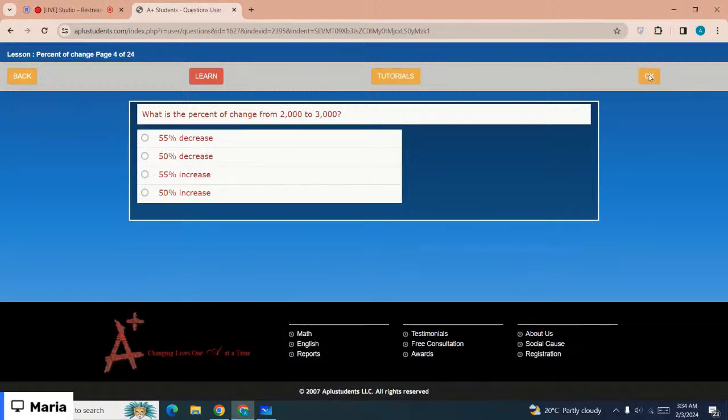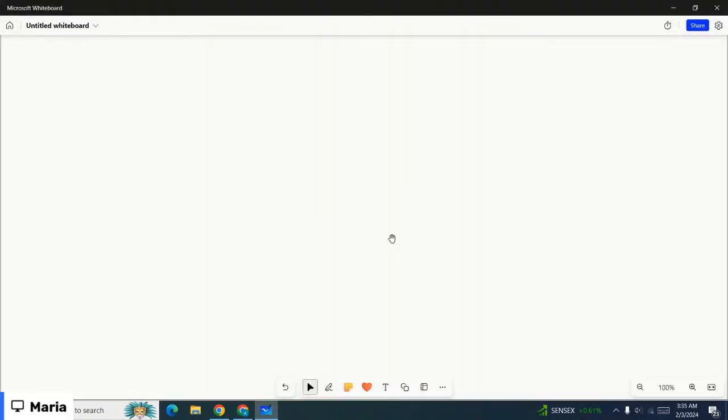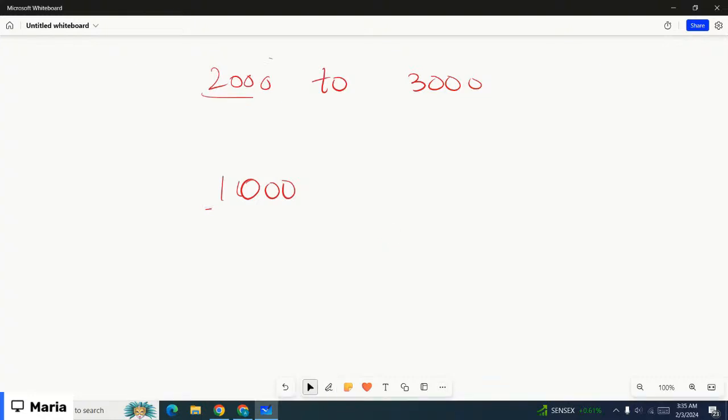The next one is, what is the percent of change from 2000 to 3000, right? That means that is increasing. 2000 to 3000 means that is an increase, right? So just subtract, 3000 minus 2000 is 1000, divided by the original value. The original value is 2,000 before the change, right? So you can divide, that equals 1 over 2.